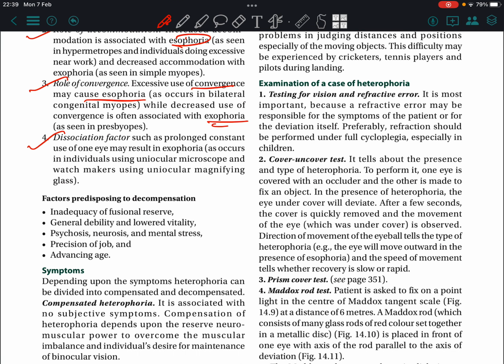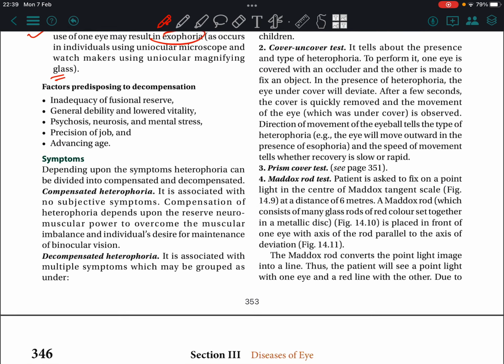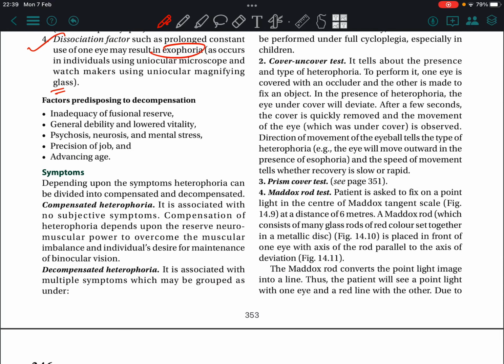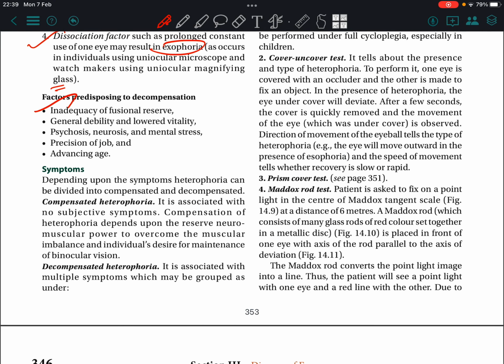Dissociating factors such as prolonged constant use of one eye may cause exophoria, as occurs in individuals using monocular microscope and watchmakers using monocular magnifying lens. Factors predisposing the decompensation: inadequacy of fusion reserve, general disability and lower vitality, psychosis, neurosis, mental stress, precision of job, advancing age.